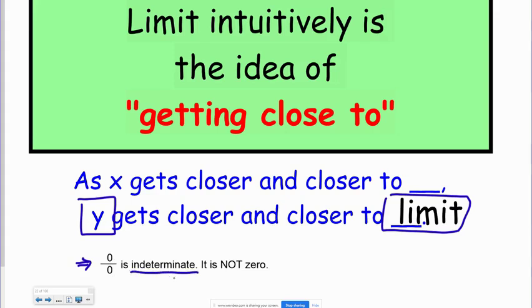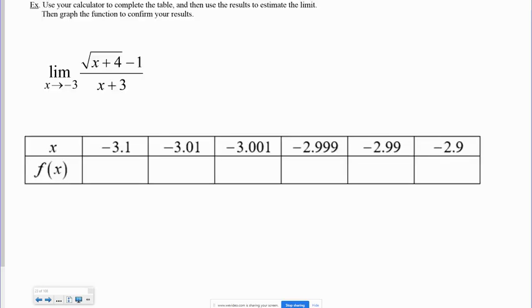And what that means is that there may be an answer, there may not be, but the method that you're using doesn't work. You'll have to use another method. All right, so just be careful about that. All right, let's look at limits numerically first.